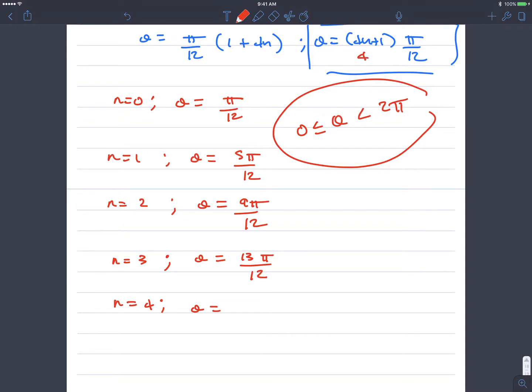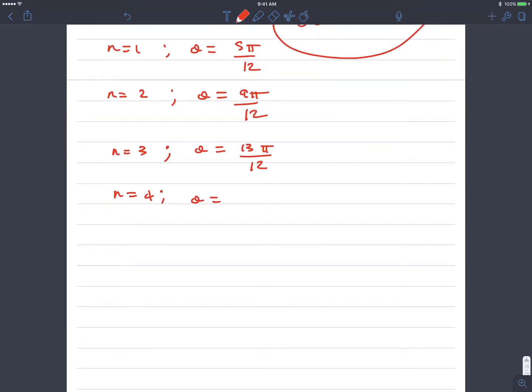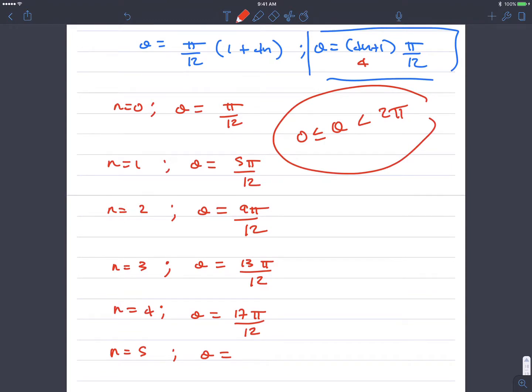N is 4. 16 plus 1 is what? That's 17 pi over what? 12. Where would 2 pi be? Your numerator should be about 24. Is that right? Okay, so let's keep going. We're going to have to generate all these solutions. What if they told us this? We think it was simple because they say restrict the domain, but not always, generally speaking, so easy.